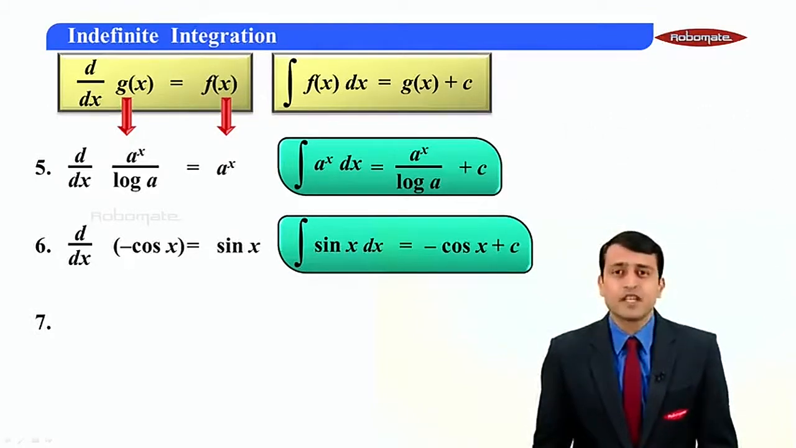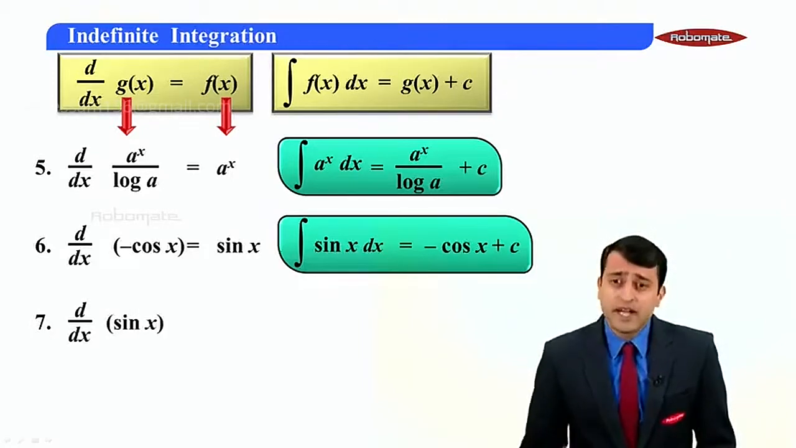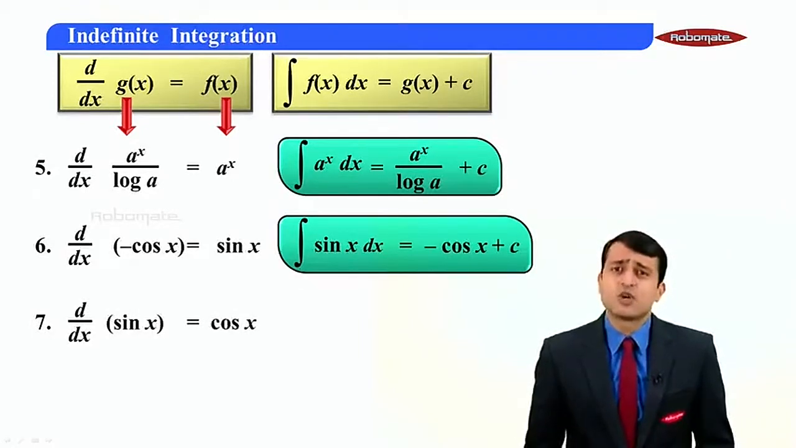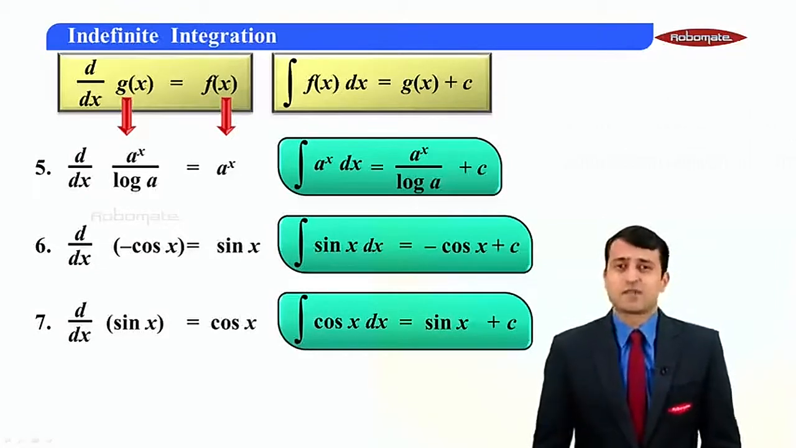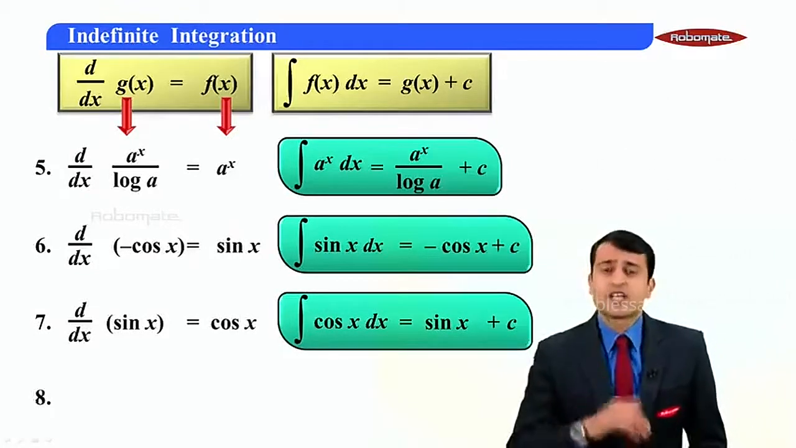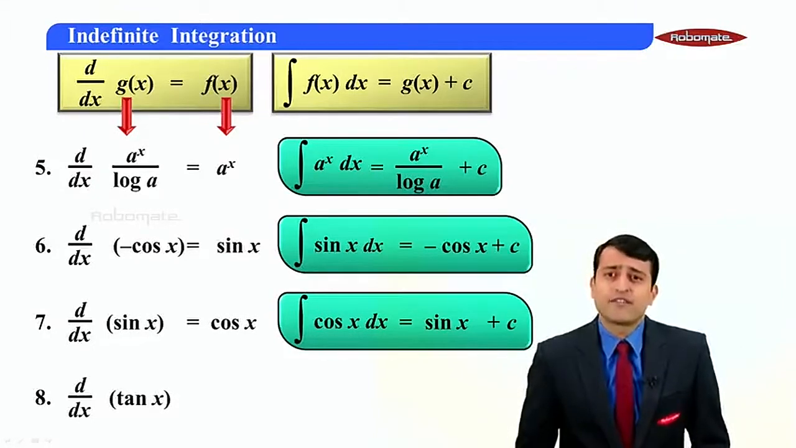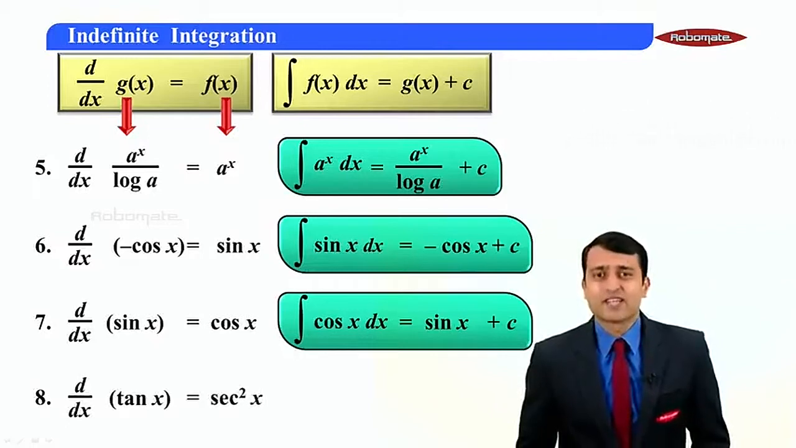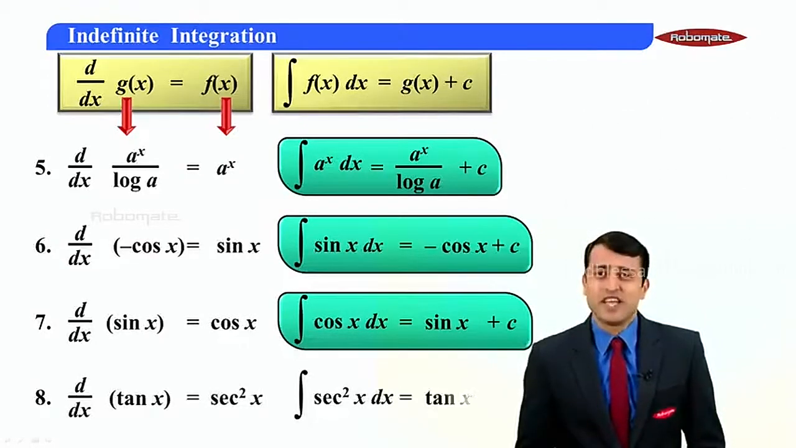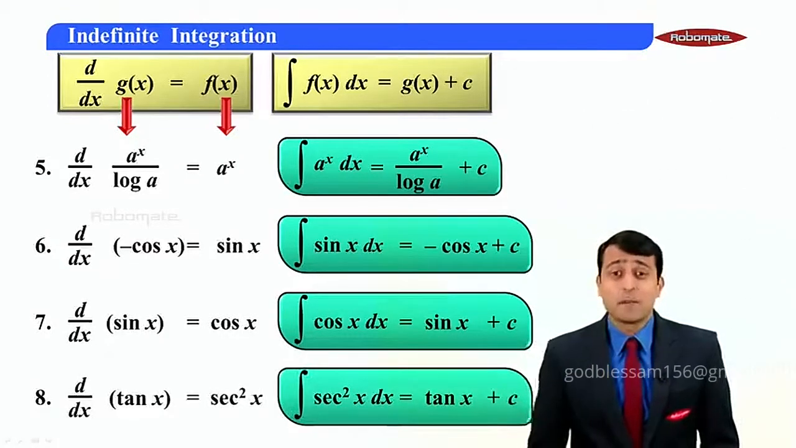Okay. Now next we will have is d by dx of sin x. The answer is cos x. So we can say integral cos x dx is sin x plus c. Is that fine? Let us take one more. What we have is d by dx of tan x. What is d by dx of tan x, students? It is sec square x. So we can say integral sec square x dx is equal to tan x plus c.